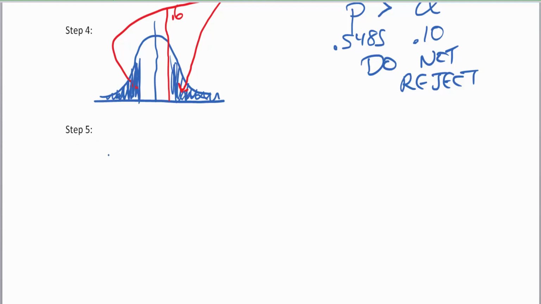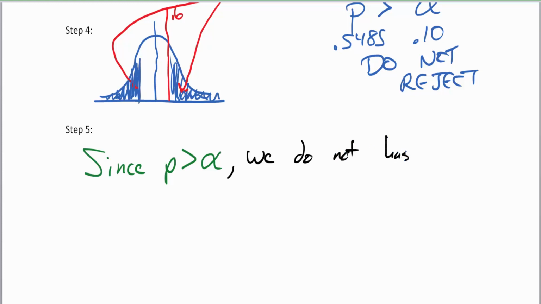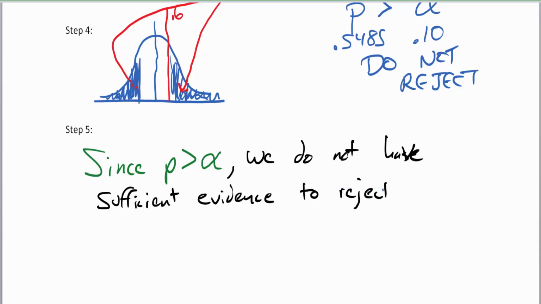And again, this first part has to be written down in the paper pencil test. Since p is greater than alpha, we do not have sufficient evidence to reject the null hypothesis. Okay? So please make sure you have the inequality down when you do your paper pencil copy, because you need to tell me why you've chosen that you did.